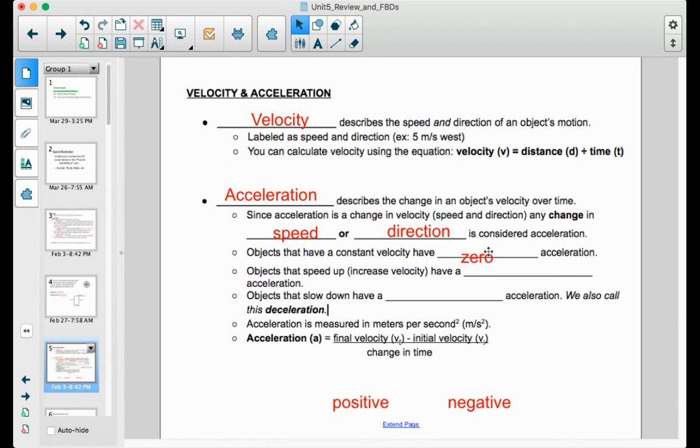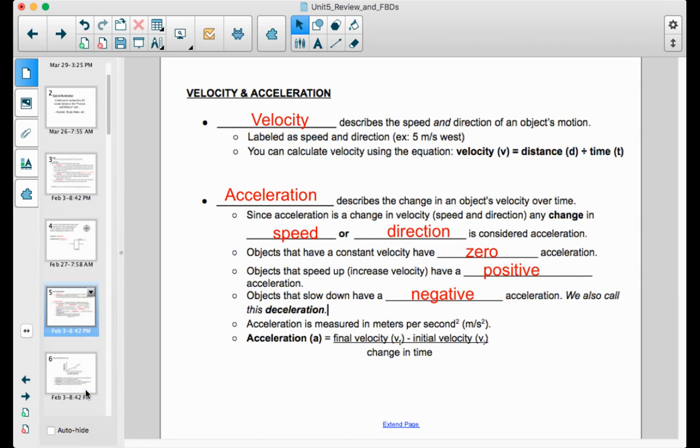If objects have a constant velocity, we say that there is no acceleration, or zero acceleration. If it is speeding up, that's a positive acceleration, and if it's slowing down, we refer to that as negative acceleration. You can refer back to the Hot Wheels lab where we saw positive and negative acceleration.